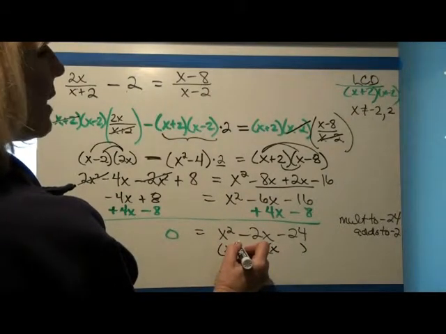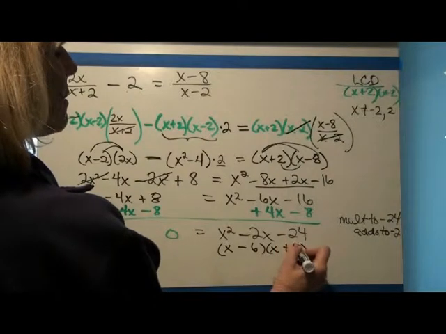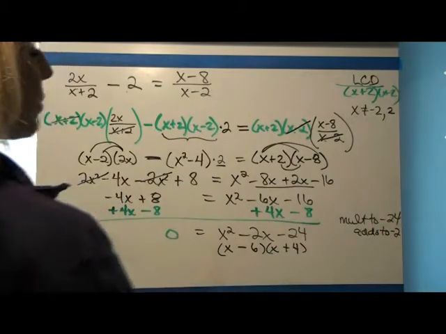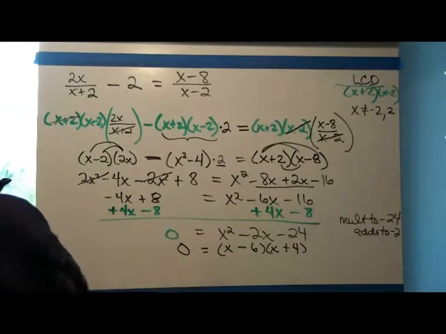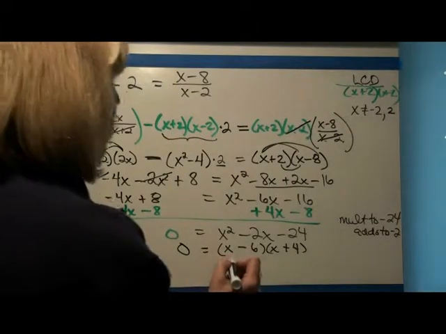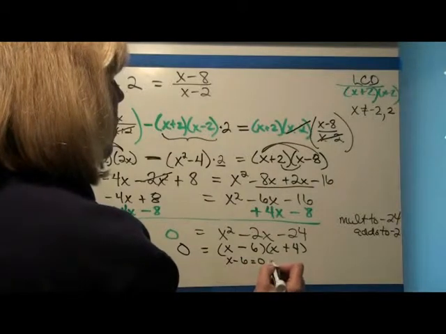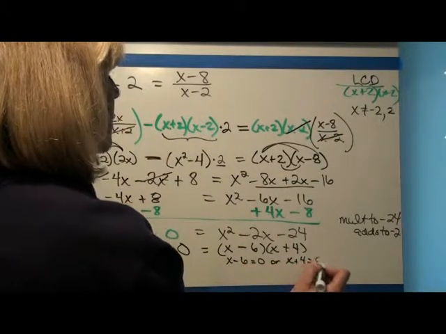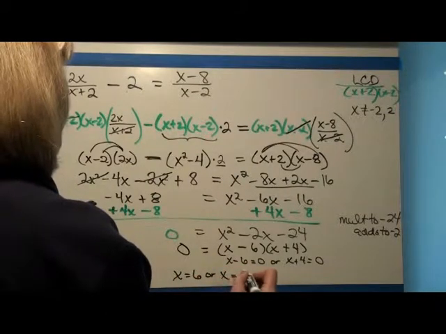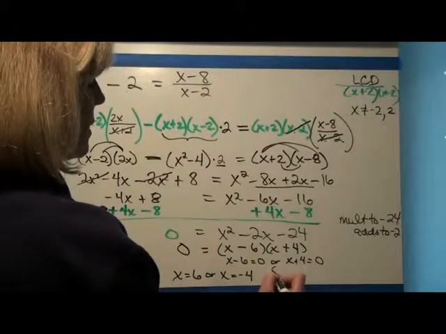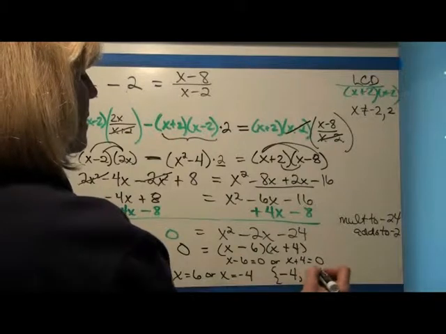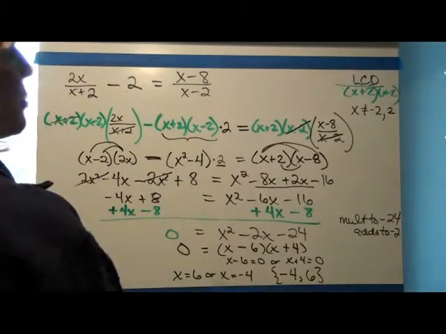Okay, so if we take -6 and +4, if we add them, we get -2. If we multiply them, we get -24. So those are my two factors. Since it's equal to 0, we can use our property and we can say that x minus 6 equals 0 or x plus 4 equals 0, which gives us the solution of x equals 6 or x equals -4. That nice, easy, simple way of writing it. Put the -4, then the 6, and put your brackets, that's your solution set.